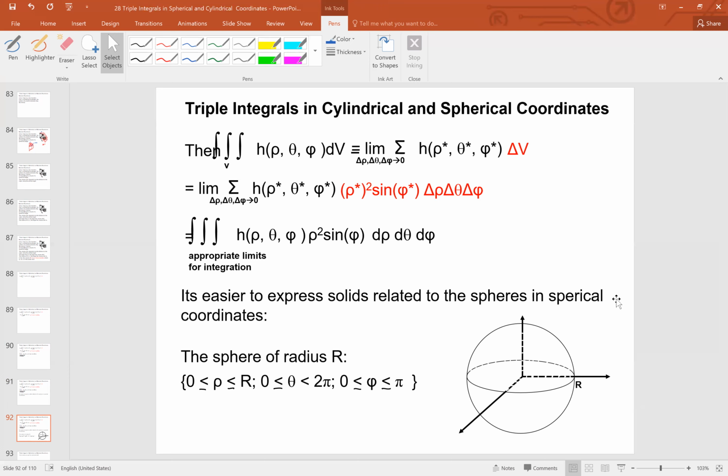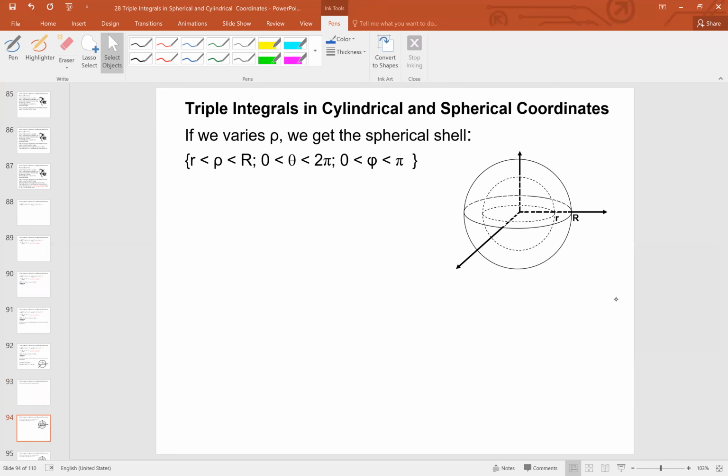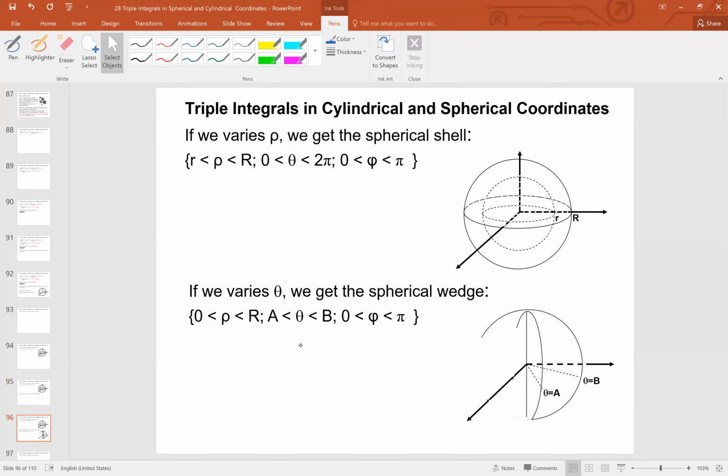For a sphere, here is the description: rho can be anything from 0 to r, the pitch angle phi from 0 to pi, and theta is the full 360. And a spherical shell is where rho is between an inner sphere and an outer sphere. The rest is the same.